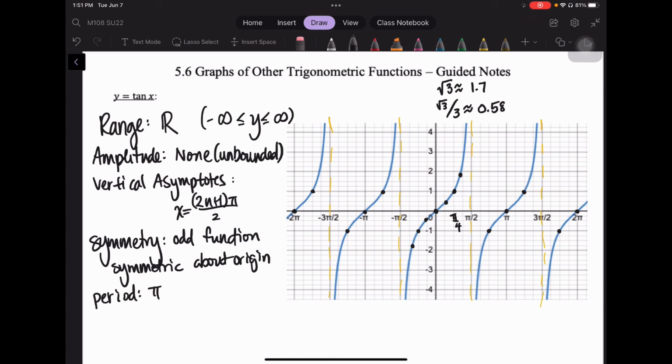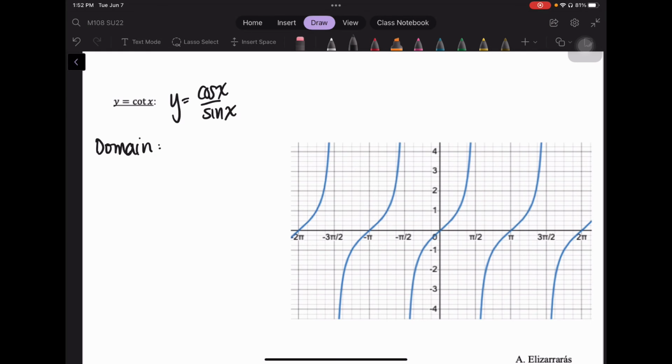Let's use the graph of tangent to help us with the graph of cotangent. The domain of cotangent is different than the domain of tangent because sine is now in the denominator instead of cosine. So whenever sine is 0, there is a vertical asymptote for cotangent. So the domain is going to be all the numbers except when sine is 0, which happens at multiples of pi.